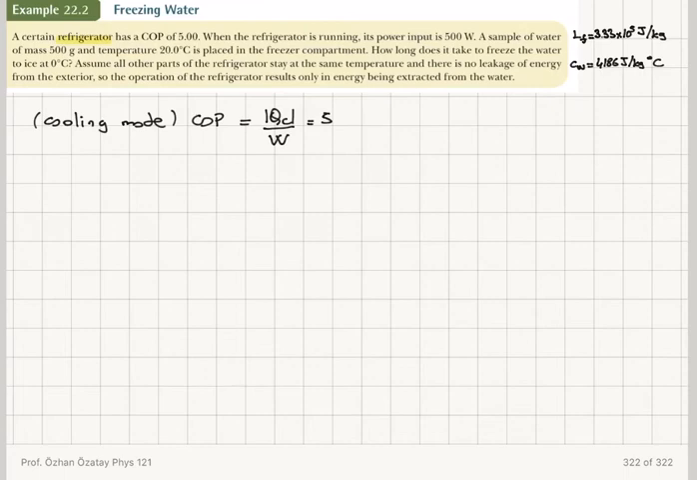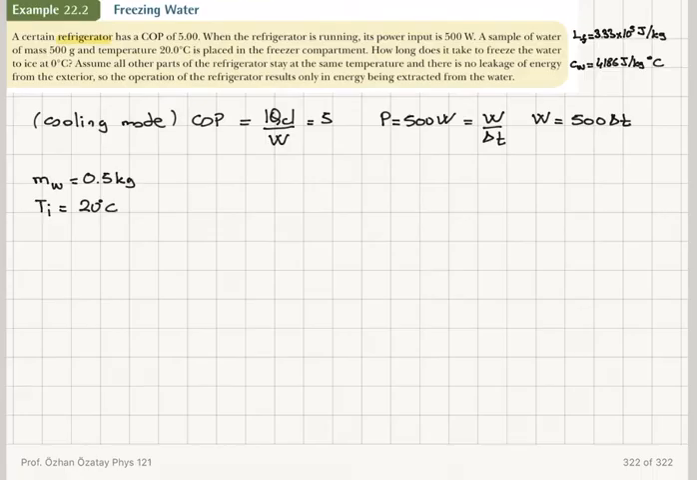When the refrigerator is running, its power input is 500 watts. So we're inputting electrical power, 500 watts. This is the work done on the pump per unit time, delta T. So the work done on the pump is equal to 500 times delta T. A sample of water of mass 500 grams and temperature 20 degrees Celsius, so water 0.5 kilograms, is placed in the freezer compartment. How long does it take to freeze the water to ice?